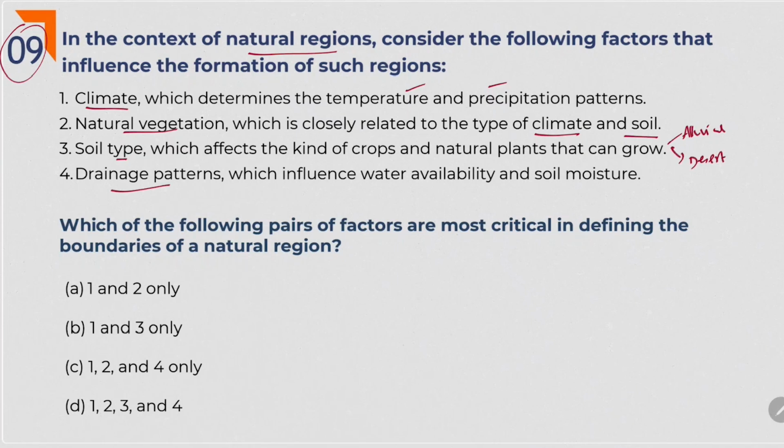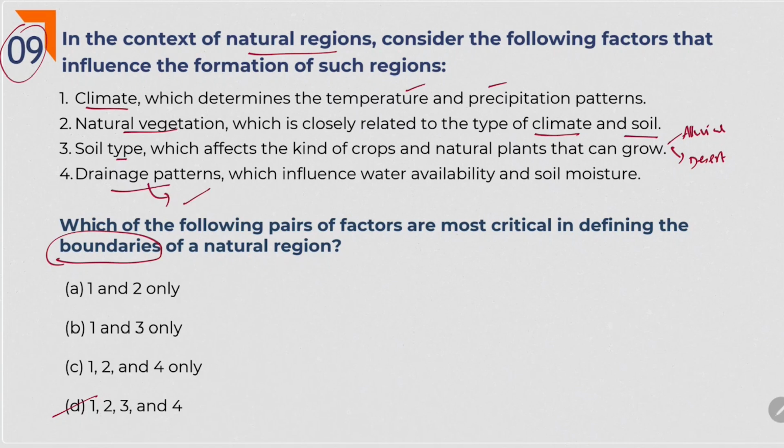Next one, drainage patterns. They influence water availability and soil moisture, right? So the question is, which of the following pairs of factors are most critical in defining the boundaries of a natural region? Obviously, everything, climate, vegetation, soil and drainage all determine the boundaries of a region. Actually, if we see the drainage patterns, in old times, the rivers used to differentiate the areas. Like left to the river is one area, right to the river is one area. So they used to act as a boundary.